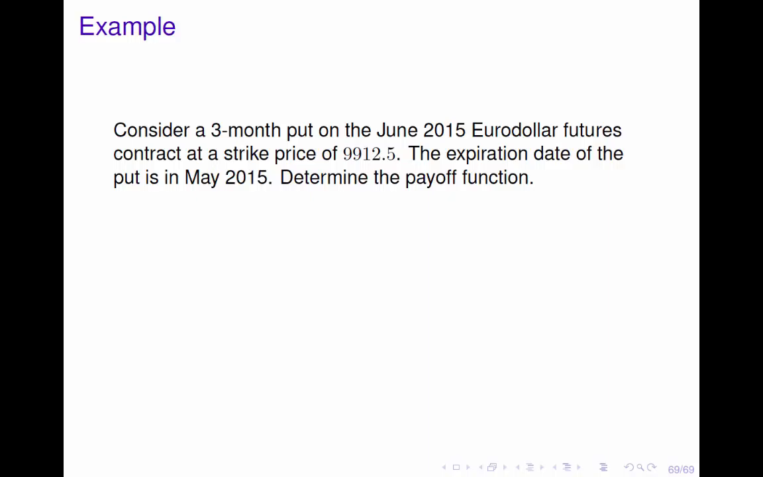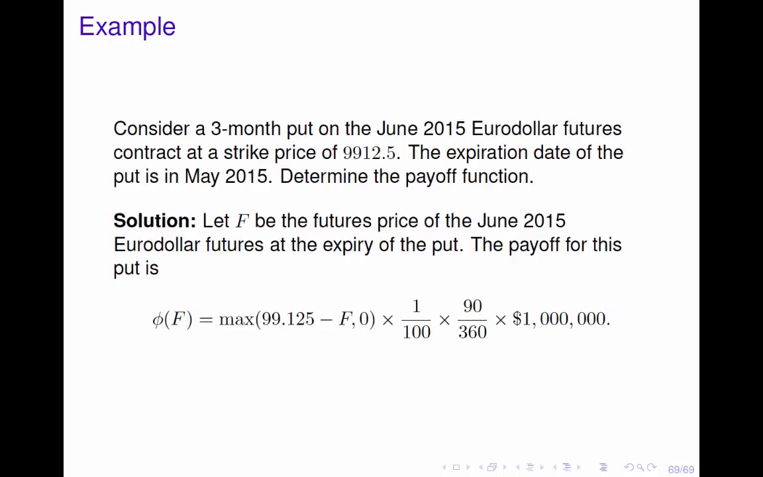We use the following example to illustrate how the payoff of a Eurodollar futures option is calculated. Consider a 3-month put on the June 2015 Eurodollar futures contract at a strike price of 99.125. The expiration date of the put is in May 2015. Determine the payoff function. Let capital F denote the futures price of the June 2015 Eurodollar futures at the expiry of the put. Then the payoff for this put is given by the following formula.